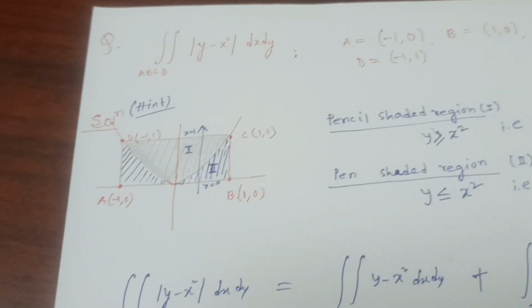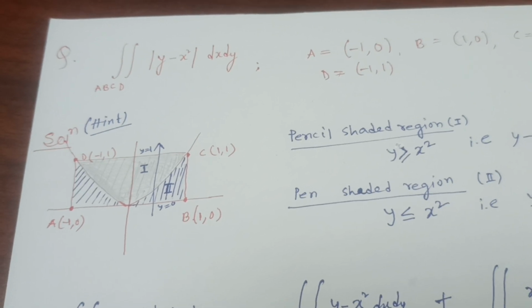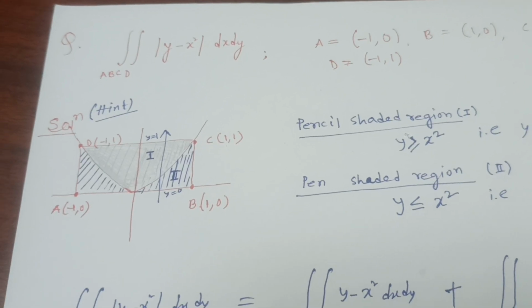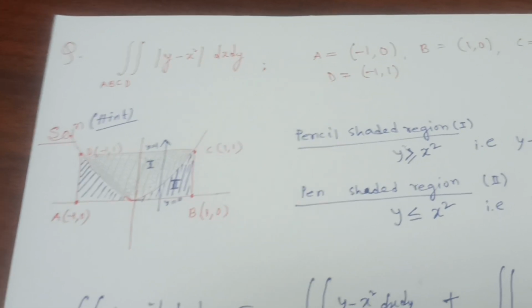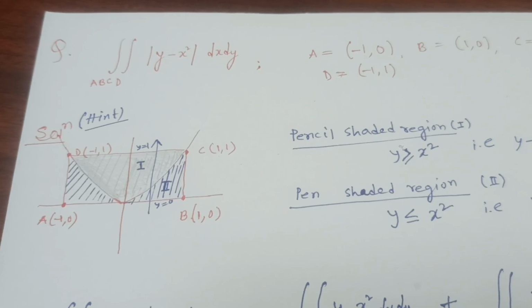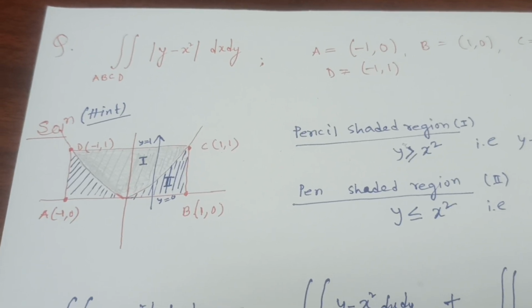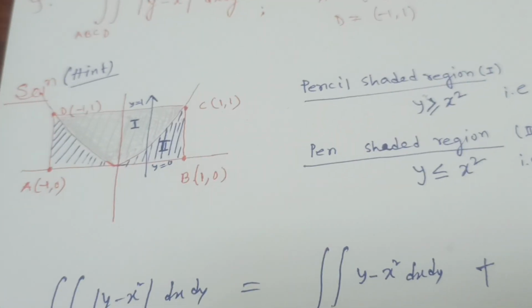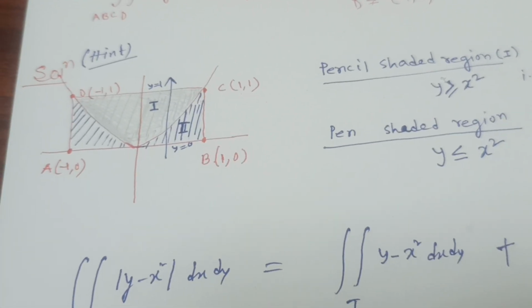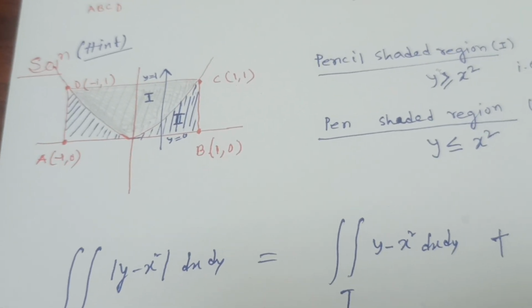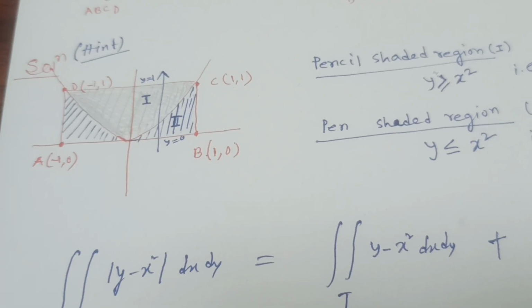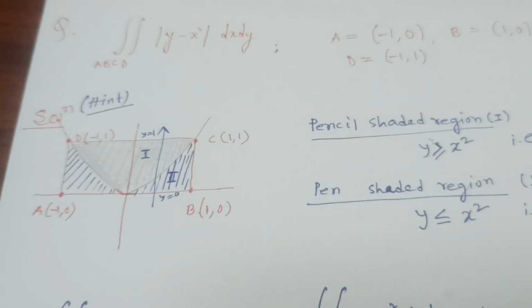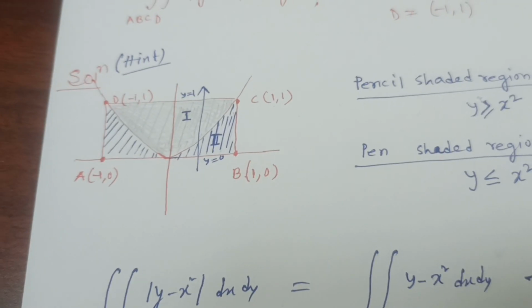The first thing to solve this kind of problem is to define the region, the region where I have to integrate. Also in this question I have to be careful how to deal with the mod, that is mod of y minus x square. The region is ABCD, where A is minus 1 comma 0, B is 1 comma 0, C is 1 comma 1, and D is minus 1 comma 1. This is my region. Since there is a mod in the question, I have to be careful here.